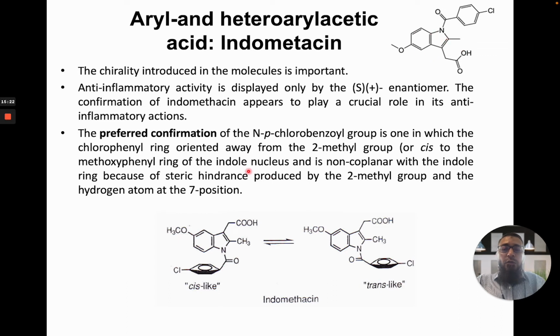So the preferred conformation in the case of indomethacin is generally the cis conformation. The cis conformation is the most stable one because it has less steric hindrance due to the 2-methyl group, right. There is more steric hindrance in the case of the trans conformation of indomethacin. So kindly remember the cis conformation is more stable as compared to the trans due to the 2-methyl group at the indole group.